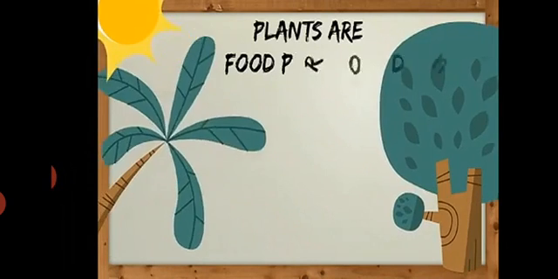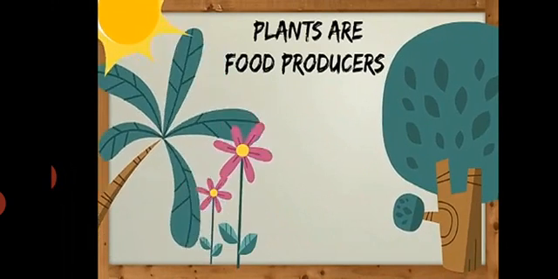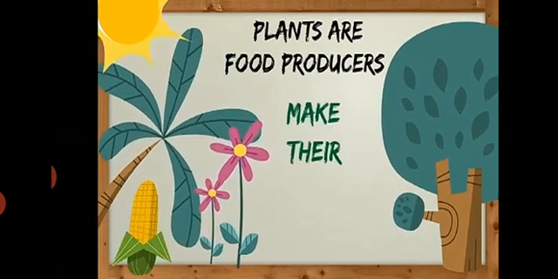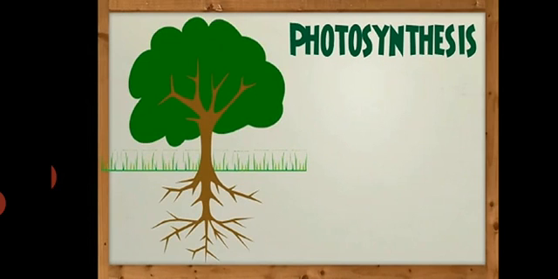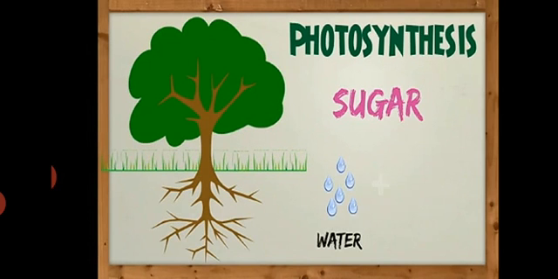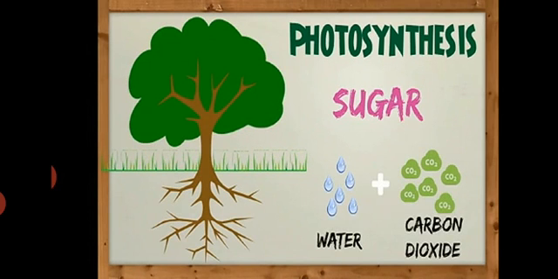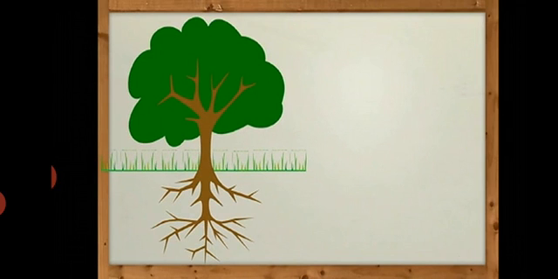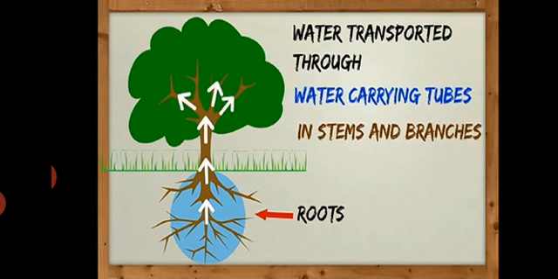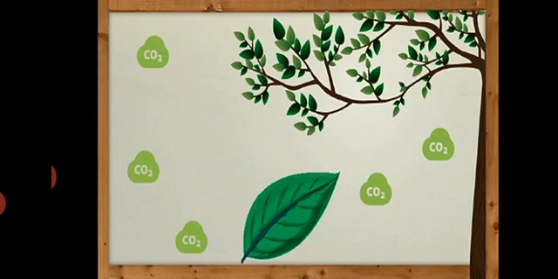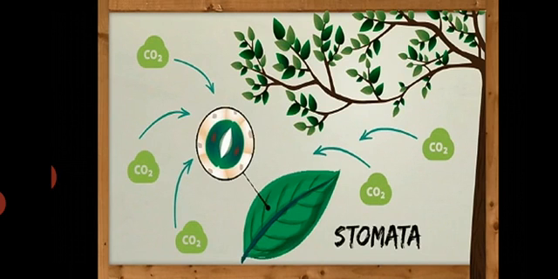In the process of photosynthesis, plants are food producers and they can make their own food. By which process? Photosynthesis. In this process, sugar is being made while water and carbon dioxide are used. Roots absorb water from the soil and that is transported to the whole plant, stems, branches, etc. And carbon dioxide is captured from the air through stomata.